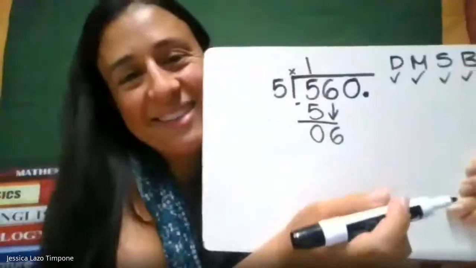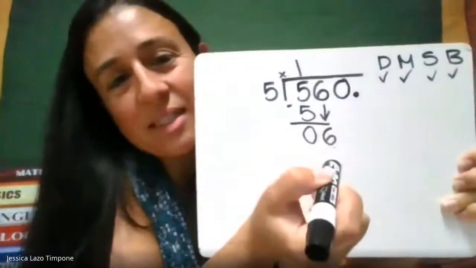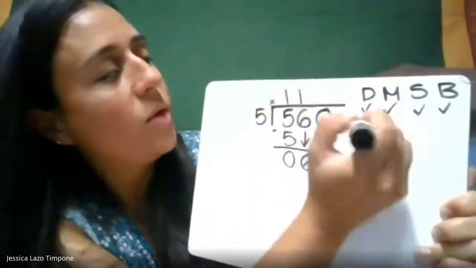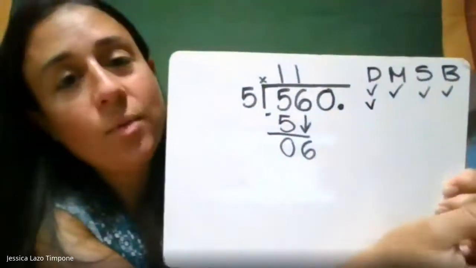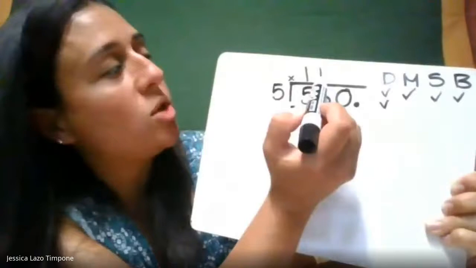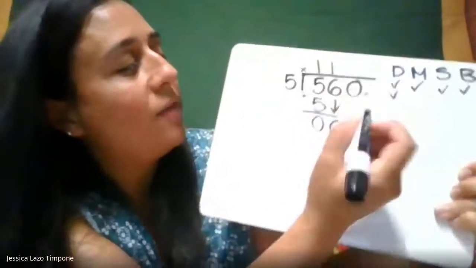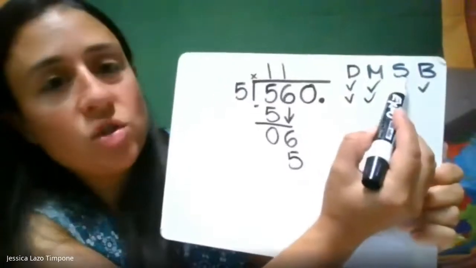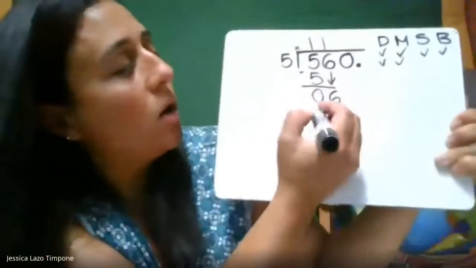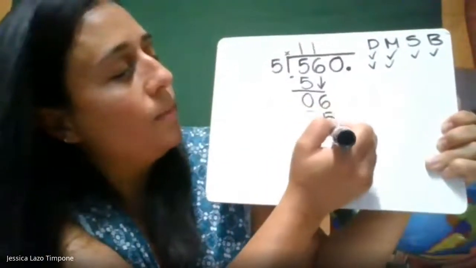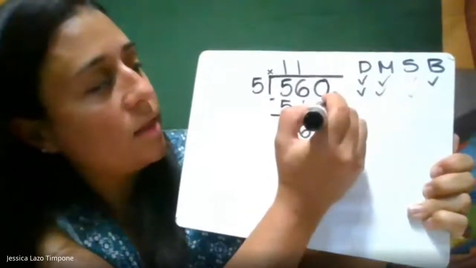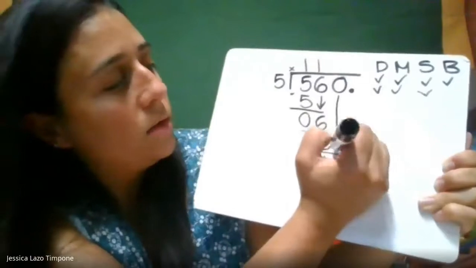Then I'm going to remember to bring down my next digit. So I have 6. So does 5 go into 6? Yes, it does. It goes in one time. So that's our division. Now I'm going to multiply just one digit at a time. So 1 times 5 is 5. Then I'm going to subtract. So 6 minus 5 is 1. Then I'm going to bring down this 0.